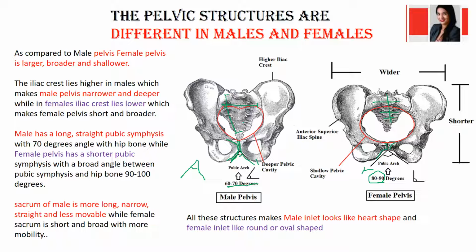And that mobility in the whole pelvic region is going to depend upon which phase of life the female is going through, which hormones are there. Relaxin is always going to create some kind of relaxation, broadening, more widening in the female body during pregnancy. In the third trimester, when the baby is going to move downwards, we need space inside, and the body is going to create a space by widening this area. So all these structures make the male inlet look heart shaped and narrow, while the female inlet looks round and oval shaped.